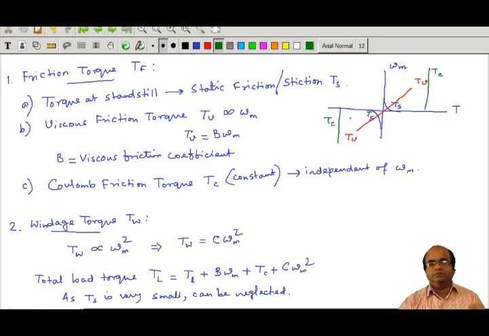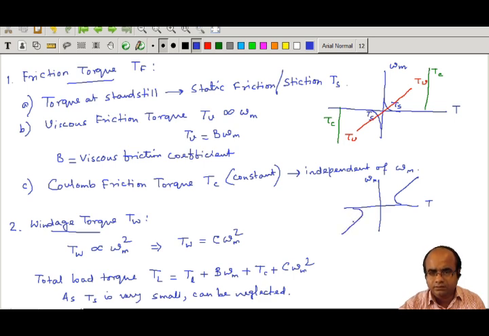Now if I draw the equivalent or the total torque, this is T, this is omega m. It is like this. This is the total friction torque TF.